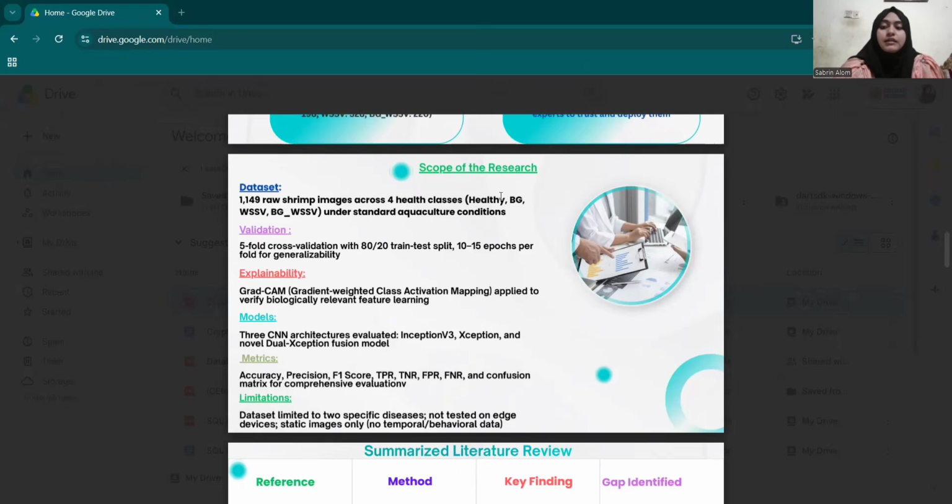The last one is limitation. The dataset only covers two diseases, uses static photos only, and has not been tested on mobile or field devices. And these are areas of future improvement.